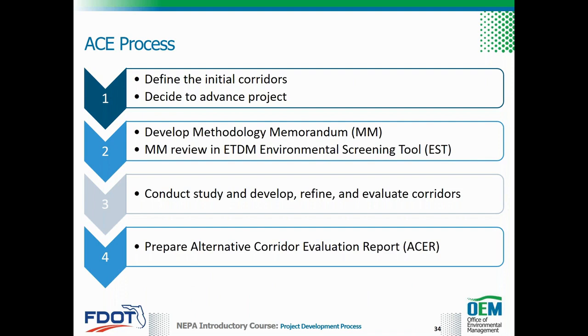Step 1, define initial corridors and decide to advance the project. Step 2, develop the methodology memorandum, which would identify project goals, initial corridors, and the methods for evaluation. Step 3, conduct the study and refine corridors based on the methodology memorandum. Step 4, prepare the alternative corridor evaluation report with results and corridors recommended for further study.